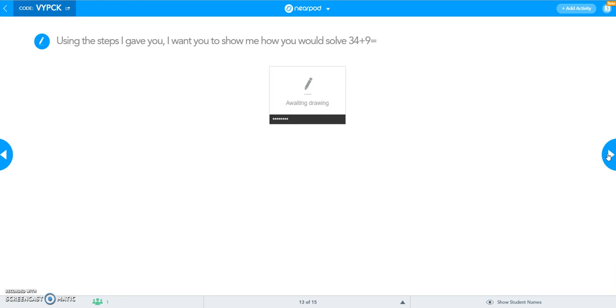Now we're going to do the draw it activity. This allows me to assess whether my students can actually show the steps of solving the problem that I just told them. So in this case, the problem is 34 plus 9.